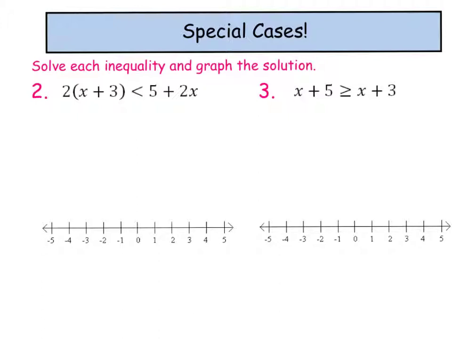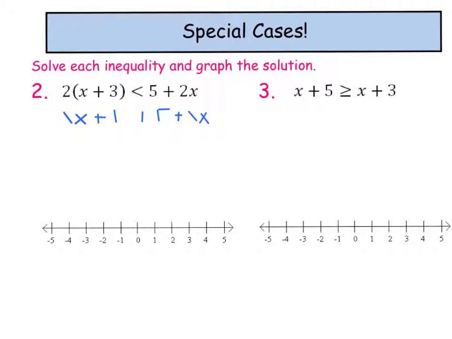Now that you've seen how to solve and graph a normal inequality with variables on both sides, we'll take a look at 2 special cases. For both of them, we'll start the normal way. So for number 2, we're going to start by distributing 2 to x and 3. So we'll have 2x plus 6 is less than 5 plus 2x.